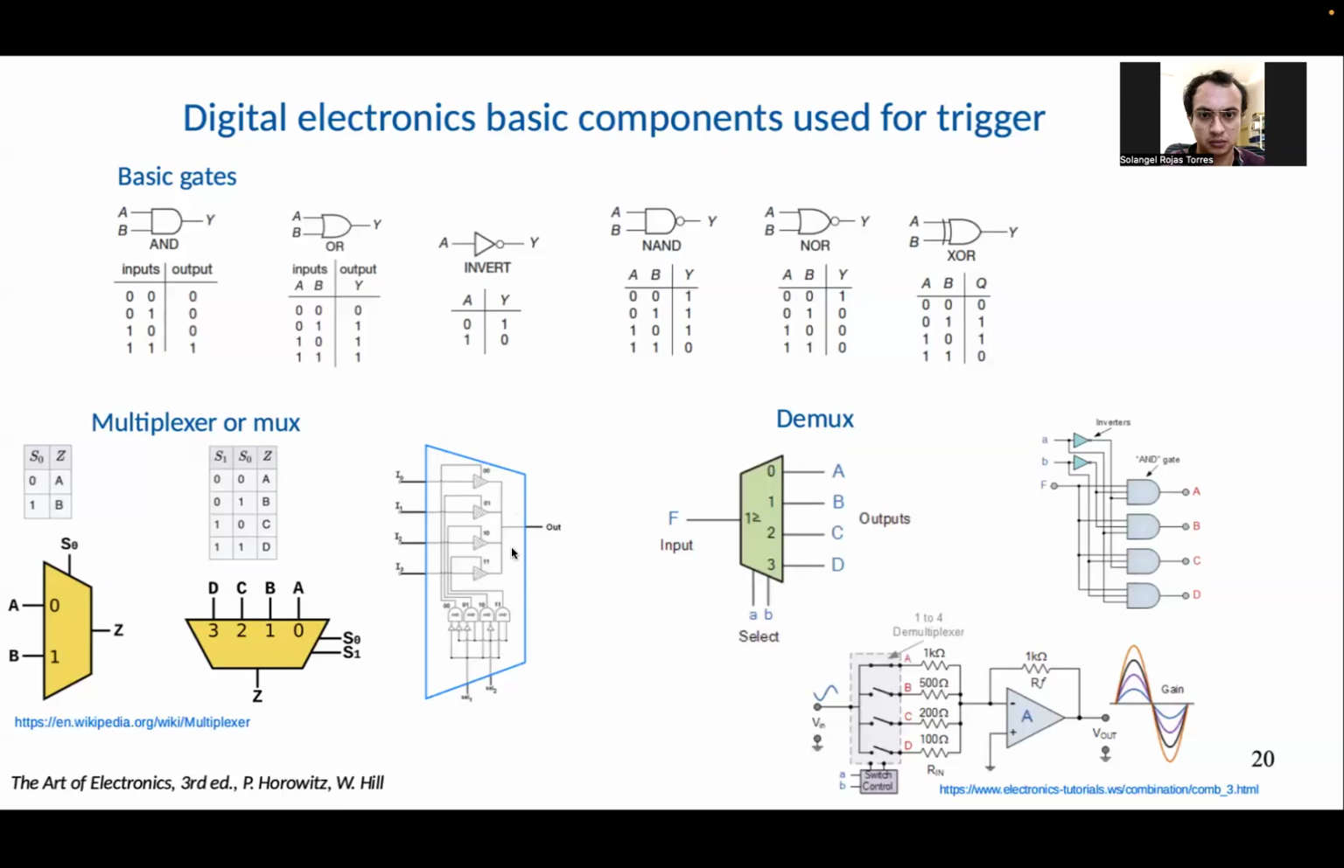I don't need to explain in detail, but the demultiplexer is the opposite. You have an input and you select to which output you will send the information from the input. You can send it only to one, or you can design something that sends to several, but that is a specific design, but it's possible.